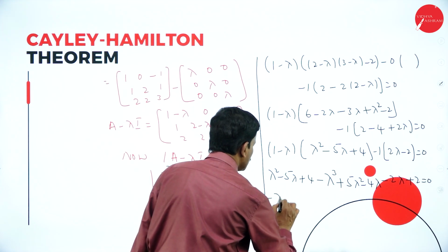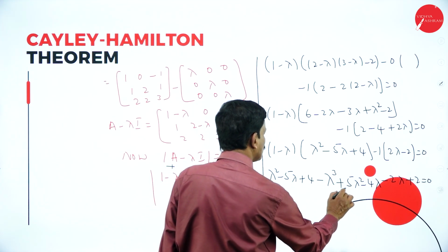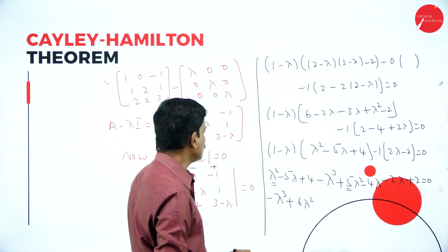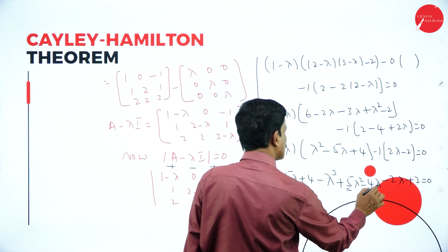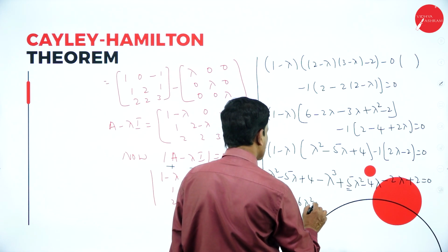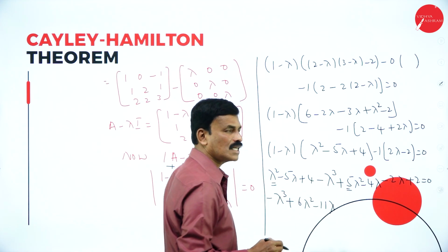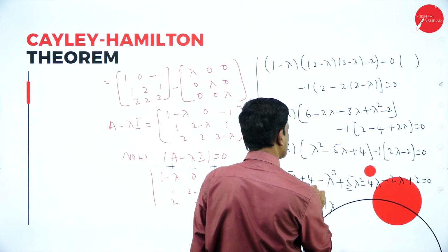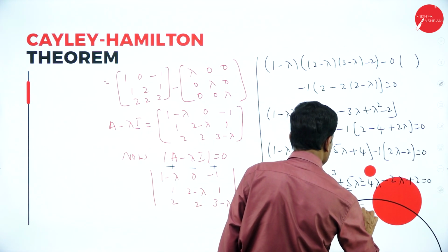Now put it in order, minus lambda cube. How many lambda squares are there? 1 lambda plus 5 is 6 lambda square. And lambda values, how many lambda values are there? So minus 5, minus 4 is minus 9, minus 2, minus 11 lambda. 5 plus 4 is 9, 9 plus 2 is 11, minus 11 lambda. And the constant 4 plus 2, 4 plus 2 is 6, is equal to 0.